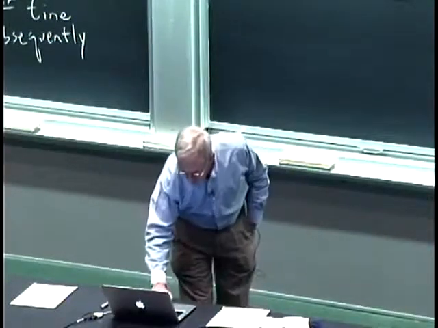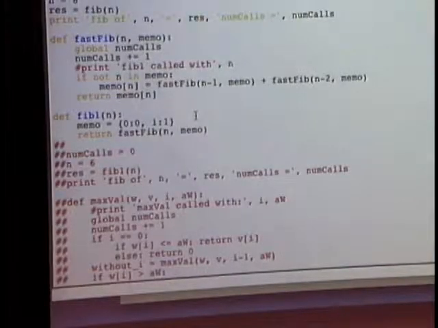The first thing it does is it initializes the memo, and it initializes it by saying, if I get 0, I return, whoops, let's be careful here. If I get 0, I return 1. If I get 1, I return 1. So I put 2 things in the memo already. And then I'll call fastfib and return the result that it has.